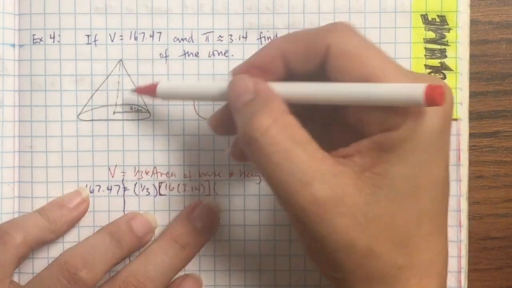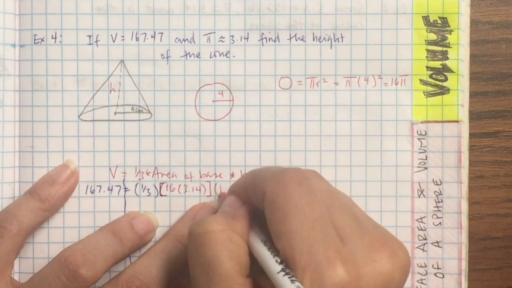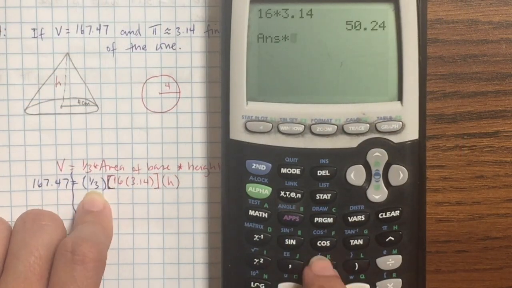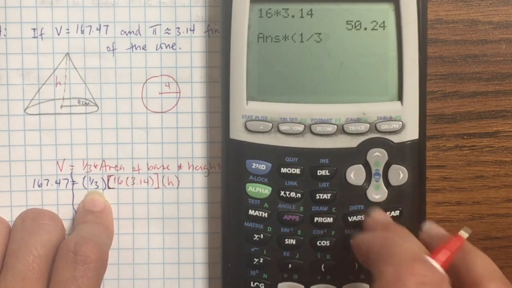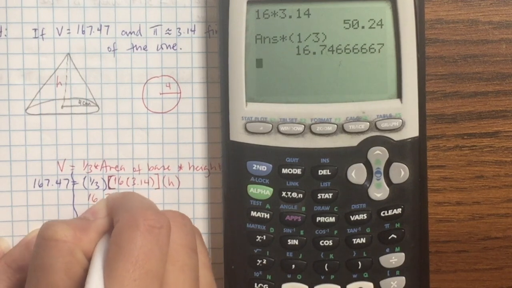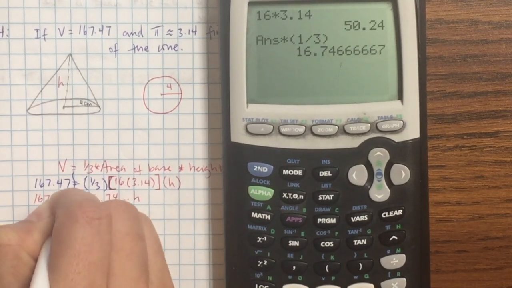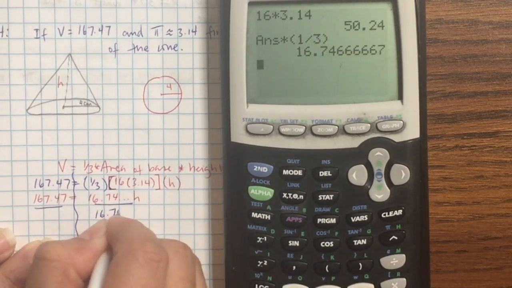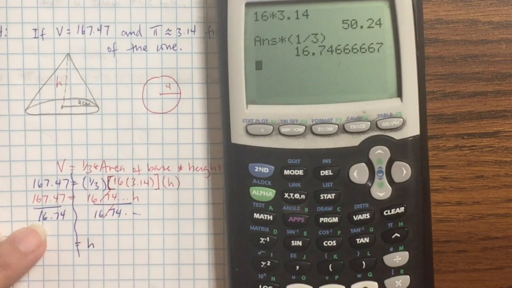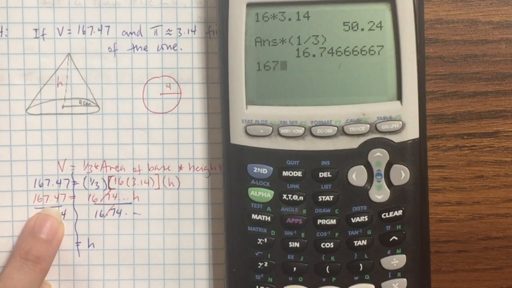Alright, let's multiply all these numbers out so that we don't confuse them later on. So h must be what we're looking for because it's not labeled. So 16 times 3.14 times 1 over 3. Alright, so do not ever round before you get to the end. So I'm going to just do dot dot dot, divide both sides by that to get h by itself. And when I put it in the calculator, make sure I put the whole thing. So I'm going to go 167.47.